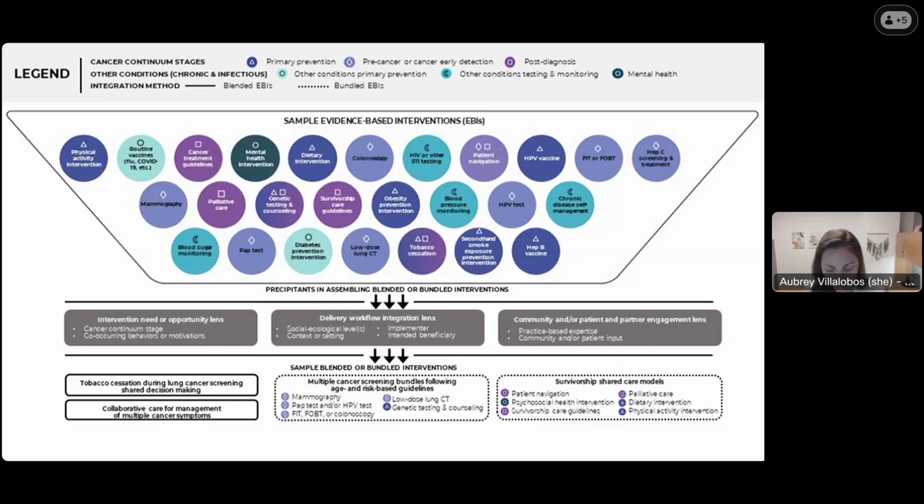Next slide, please. 2 examples of bundled interventions are bundling screenings and genetic services for multiple cancers as one example, and shared care models of survivorship services, here including patient navigation, psychosocial health, palliative care, and nutrition and physical activity. You can see that each bundle involves a number of distinct evidence-based interventions targeting multiple behavior changes or clinical interventions, and they're delivered either simultaneously or with intentional sequencing over time, addressing multiple health or disease outcomes.